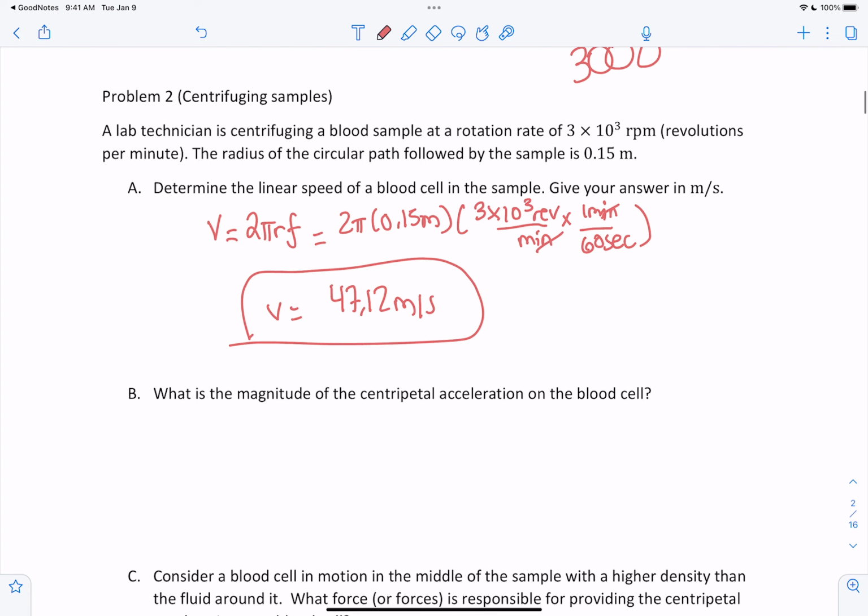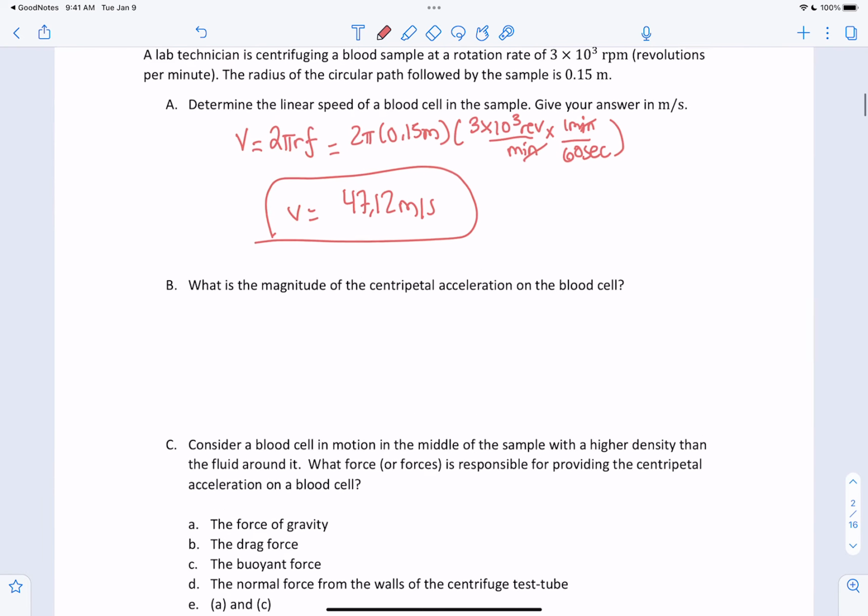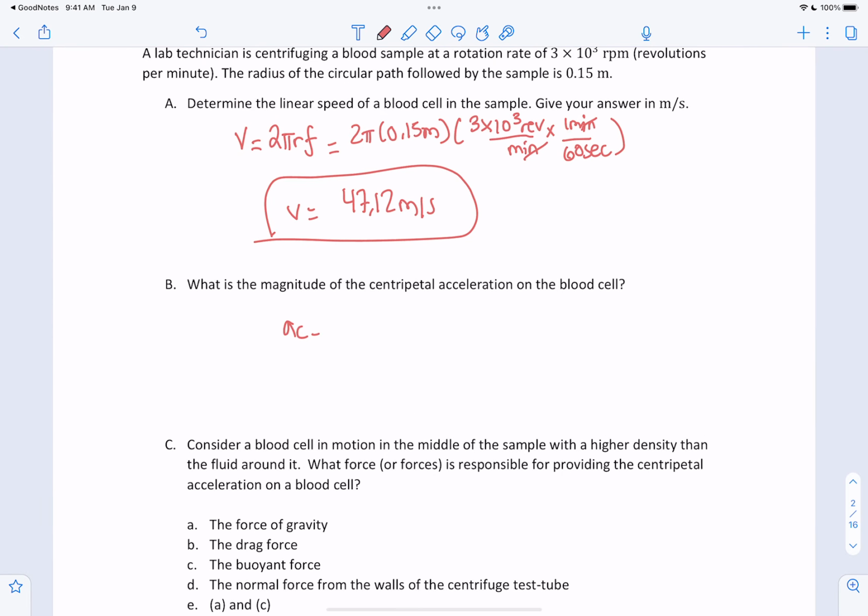Now for part B, the magnitude of the centripetal acceleration, right? We know that centripetal acceleration is equal to v squared over r. So we just take our speed from before, square it, and divide by the radius, which is 0.15. That should give us around 14,804.4 meters per second squared, I think. Yeah.